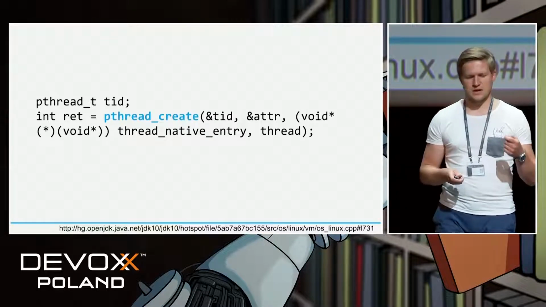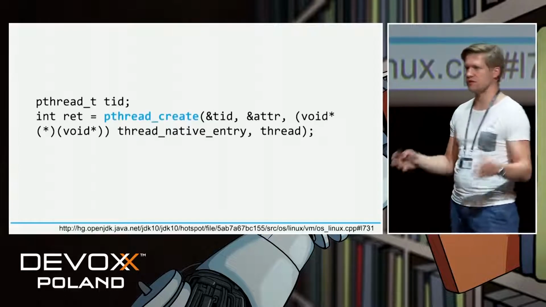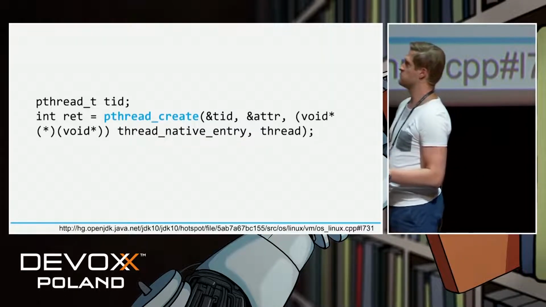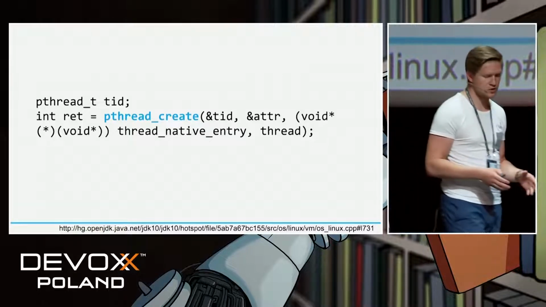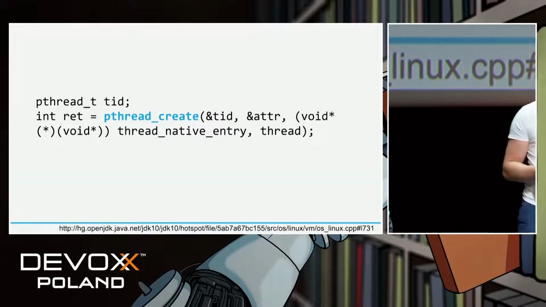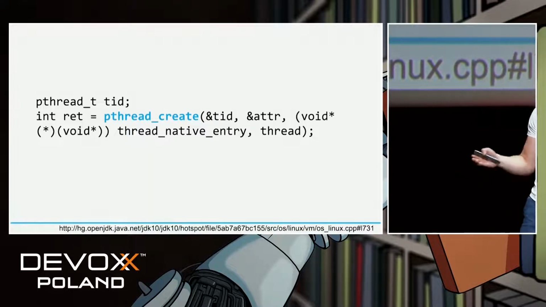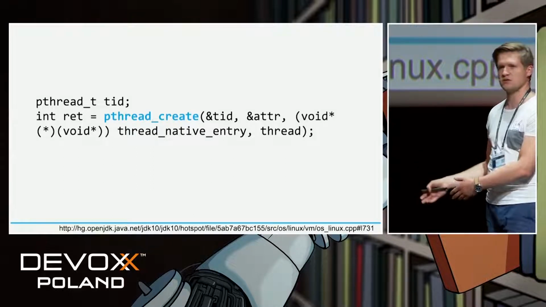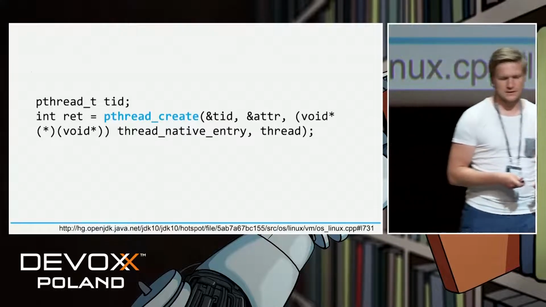If you don't believe me, you can just go to the Java source code, and this is the Java 10 source code. Whenever you create a new thread, it's going to call the pthread library's pthread_create function. It goes to the system, asks it to create a new thread for me, and we receive a new thread for this process.